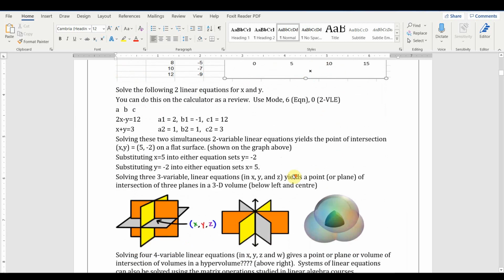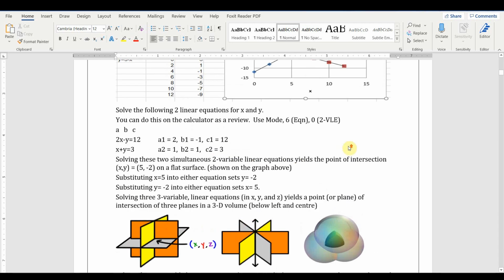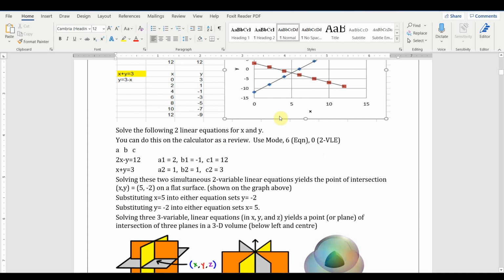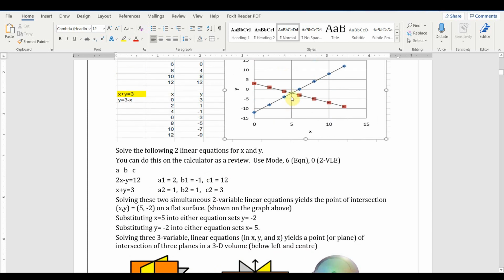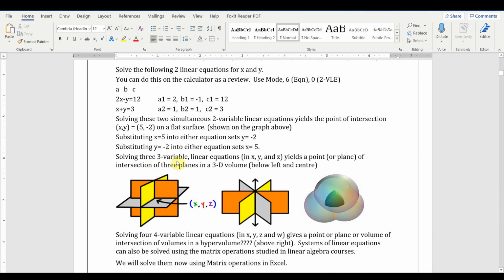Just as a general note, solving two simultaneous two-variable linear equations will yield a point of intersection, for example here the point 5 and -2 on this graph. Solving three-variable linear equations in x, y, and z will yield a point or a line of intersection of three planes in a 3D volume. So here's a point of intersection of three planes, and here's a line of intersection of three planes. Either of these are possible when we have three-variable linear equations.